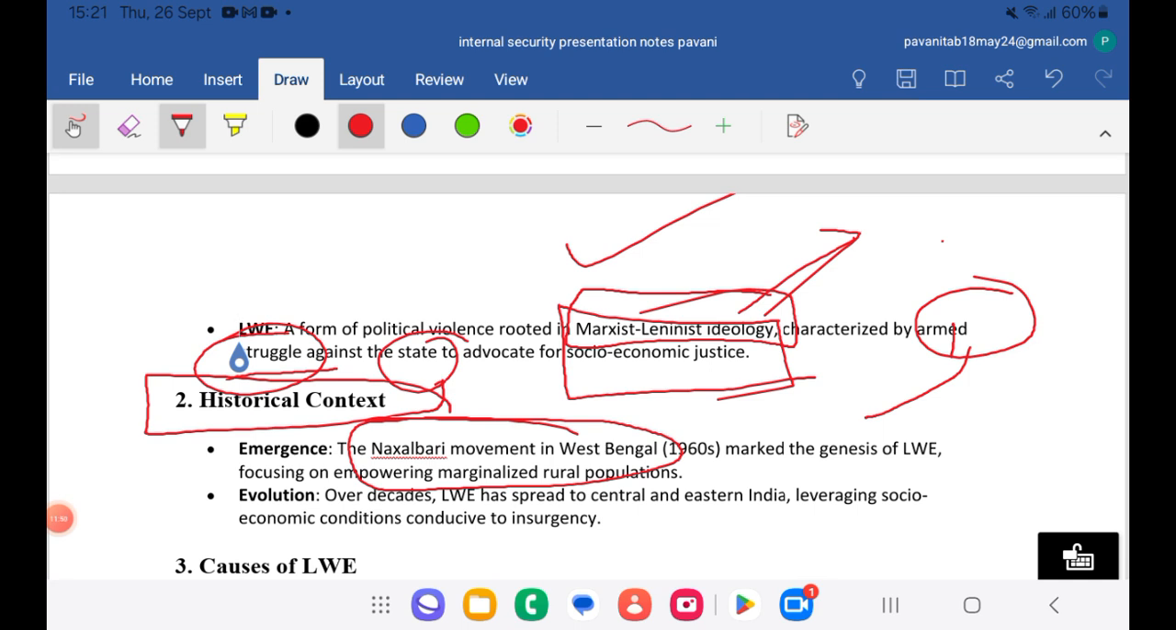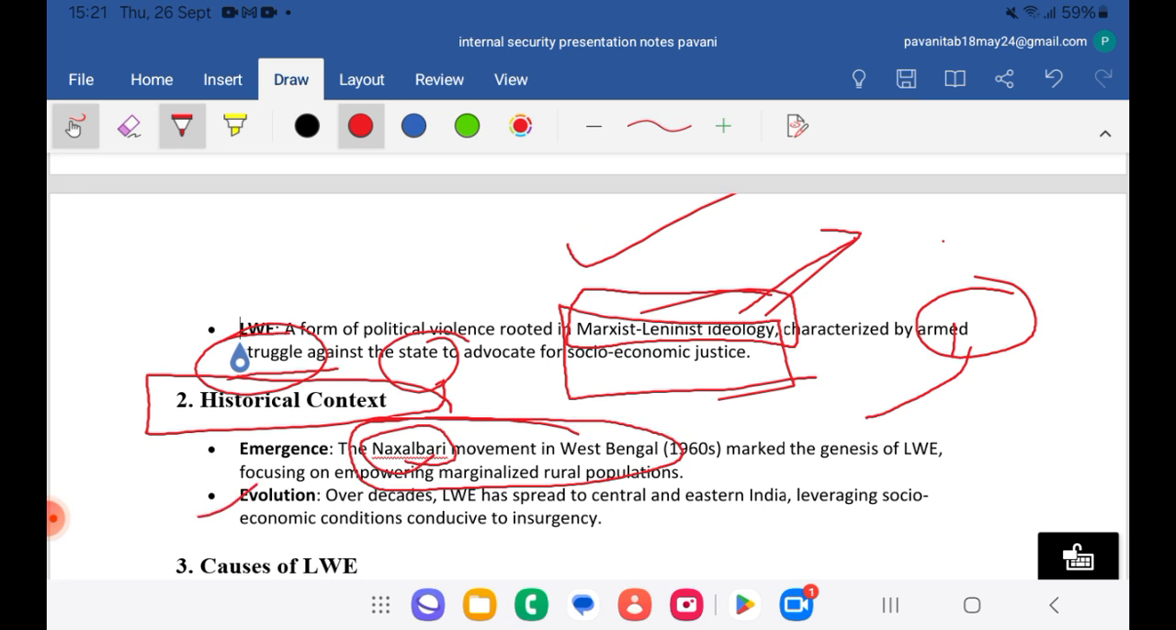Actually, Naxalbari is a village name. It comes near Siliguri at the junction of Darjeeling, right? So they started their uprising against the government. We'll see why they started, or what is the reason for left-wing extremism, in later points. Then we'll see the evolution.